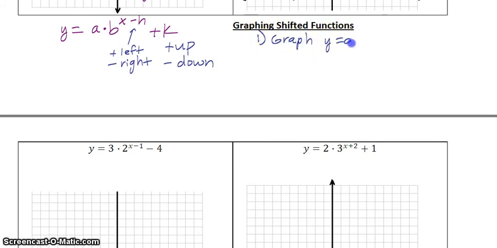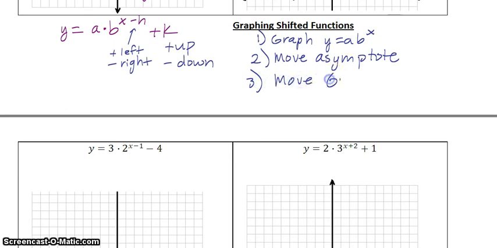There's not really a parent function for exponential though, it's just going to be the format without the shifts. Then step 2, we're going to move our asymptote. In step 3, move the whole graph. So let me show you that on the other page. Pause and write those down if you need extra time, and then when you're done, flip it over.